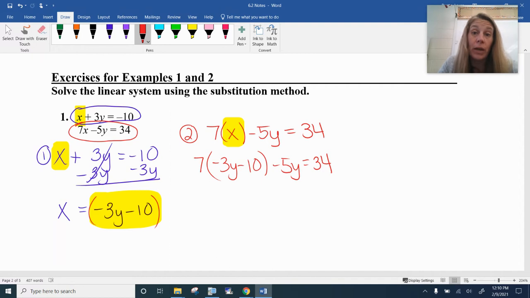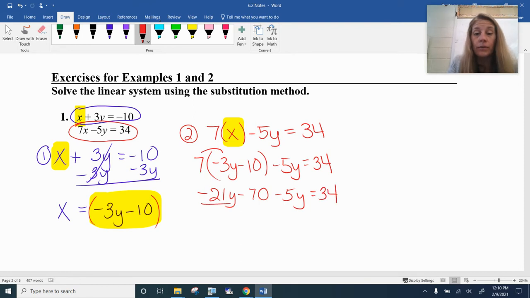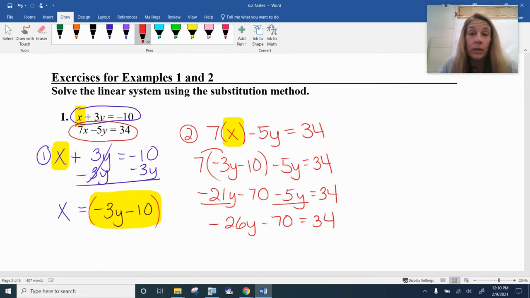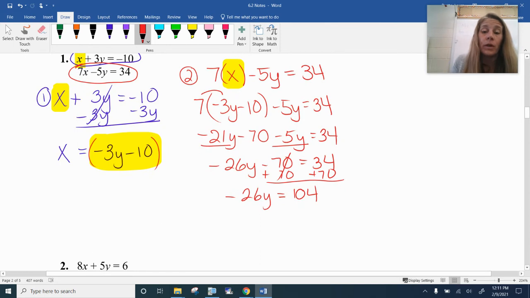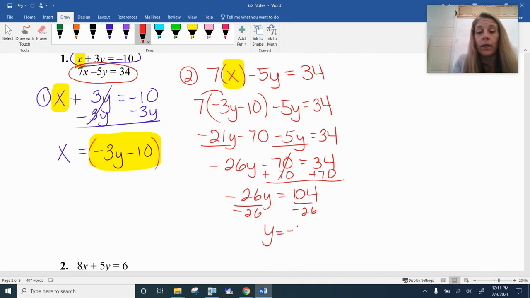And now we're going to solve for the remaining variable, which is just the y. So we have -21y minus 70. -21 and -5y are like terms, giving us -26y when we combine them. And now we're just going to continue trying to get that y by itself. So bringing that 70 to the other side. -26y equals 104. Dividing by that -26 to get y completely alone, and we get y equals -4.